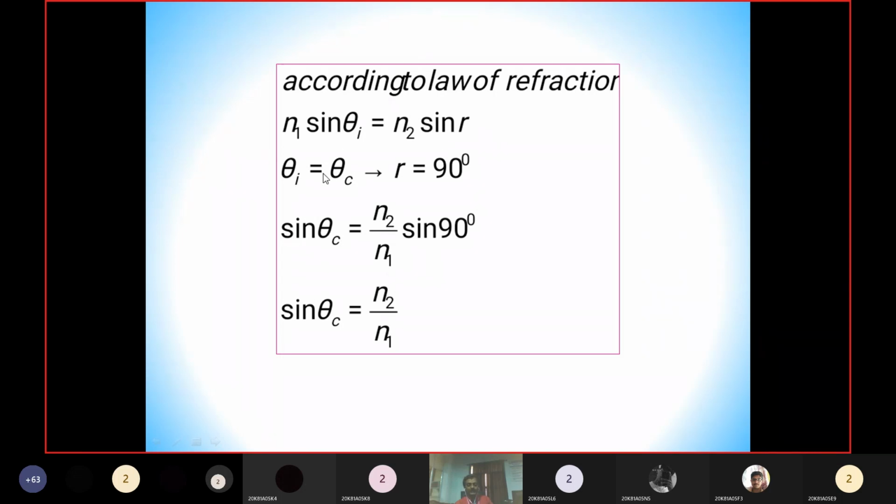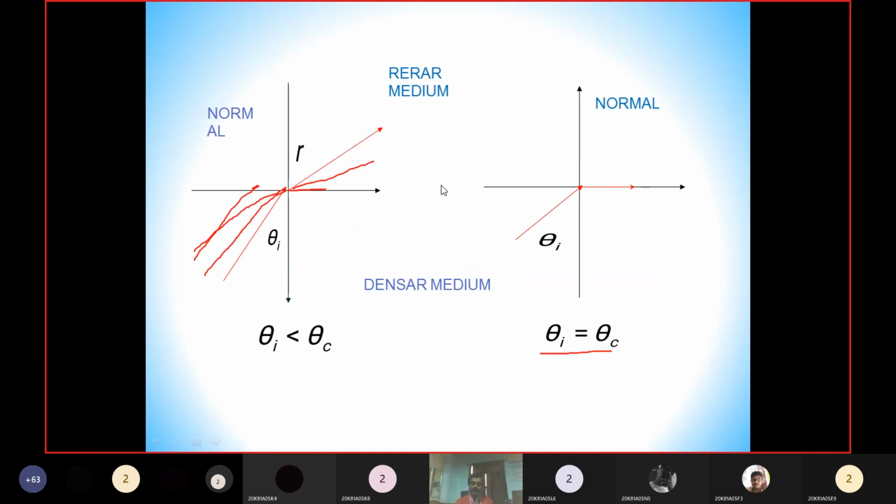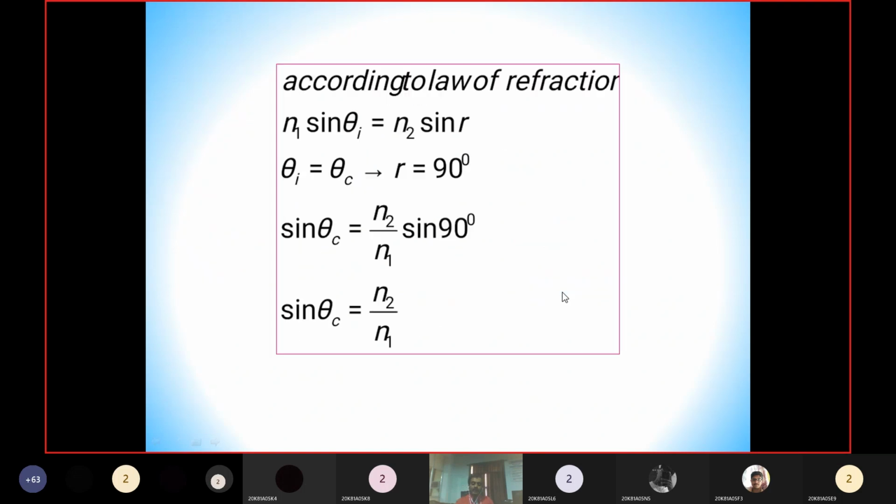If theta i is equal to theta c, then r will become 90 degrees. See here, according to this diagram, theta i is equal to theta c, and now the refracting angle r is equal to 90 degrees. So we substitute theta c instead of theta i, and 90 degrees instead of r.